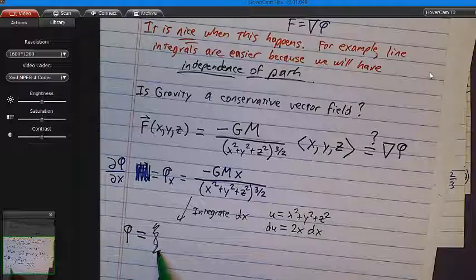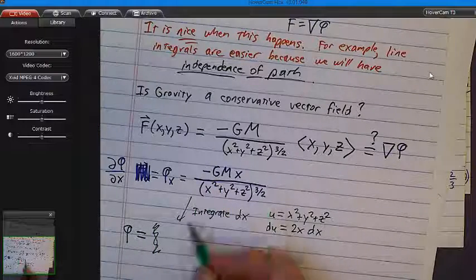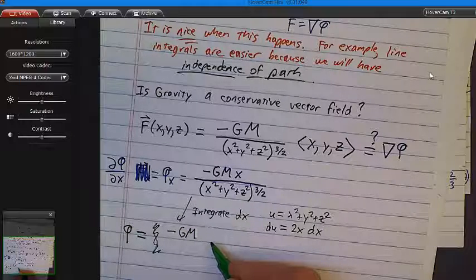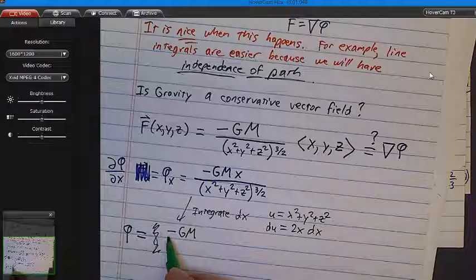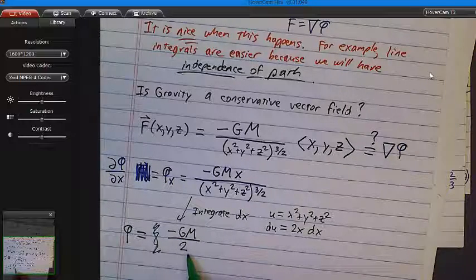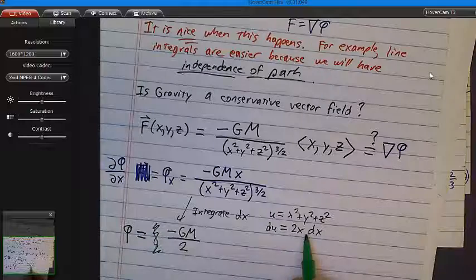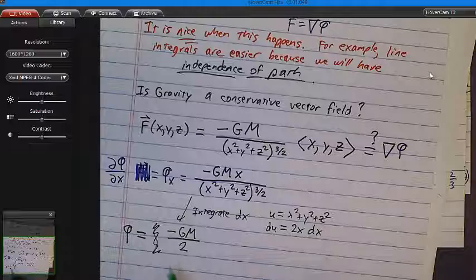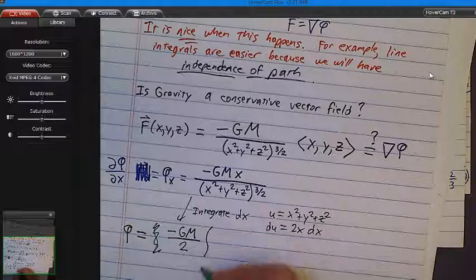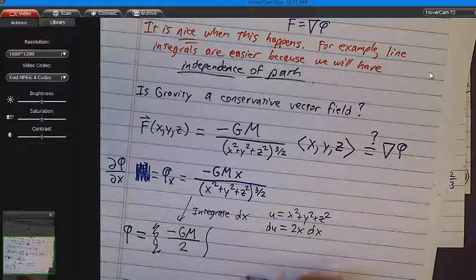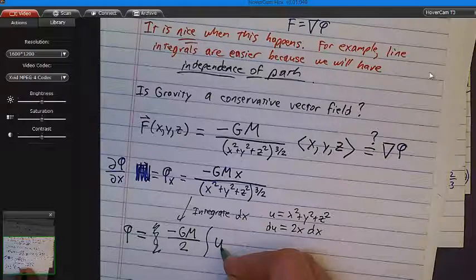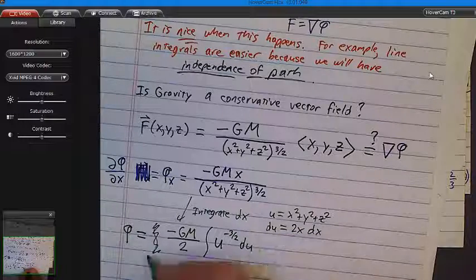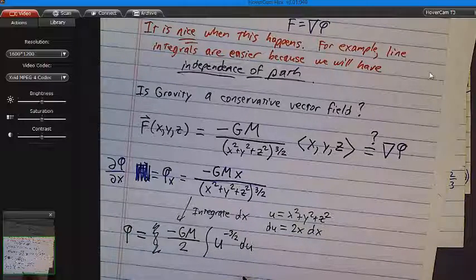When I say I'm going to integrate this thing with respect to x, couple things. First of all, negative GM, that's all a constant. Let's pull that out front. And then I'm going to divide by 2. Do you know why? We need the 2x dx. I have the x, I'm integrating dx, but I need the 2. And when I do that, I have a perfect u substitution. I get u to what power? Negative 3 halves du. So this works really well in this case.